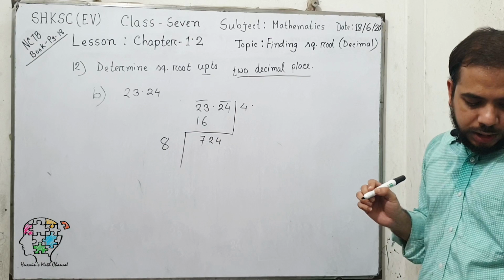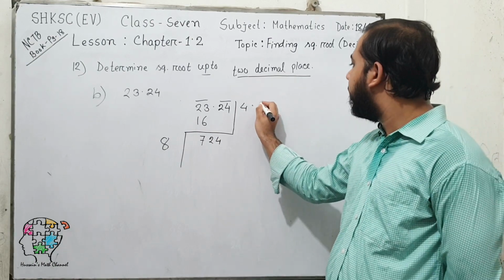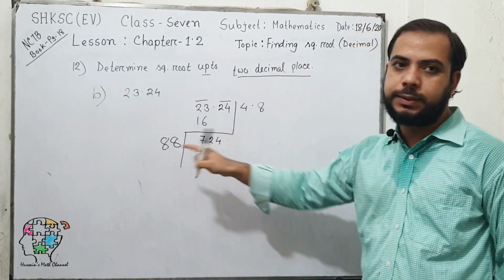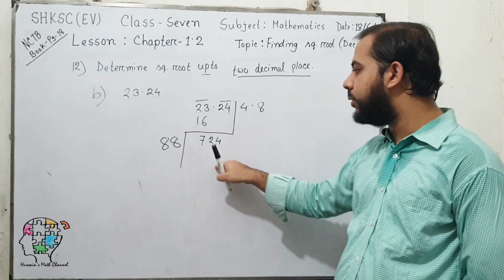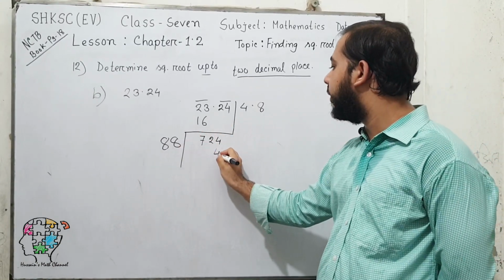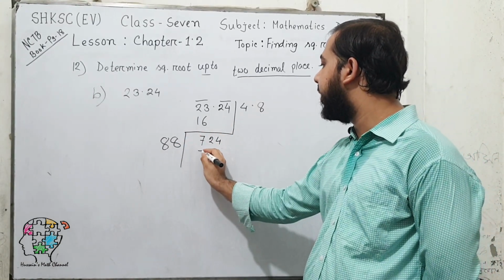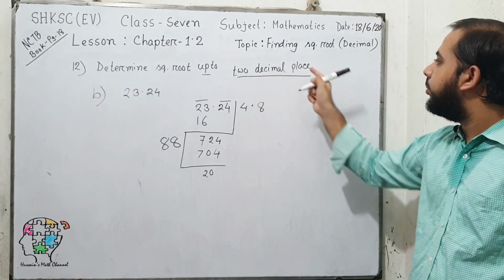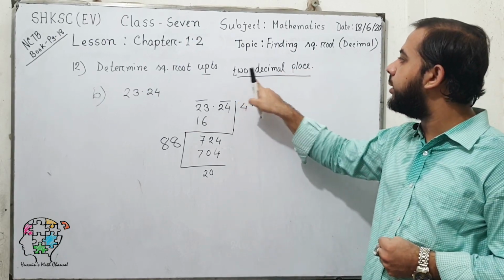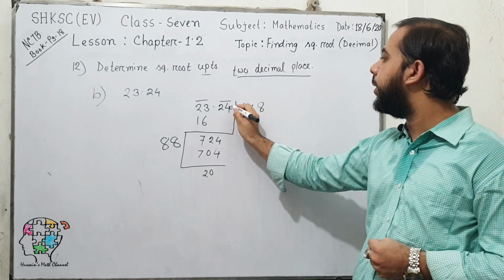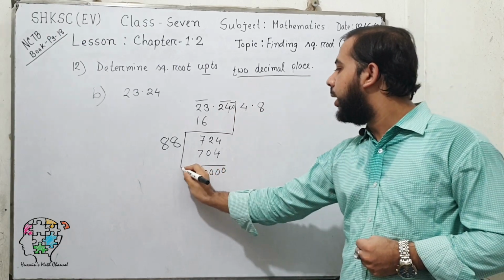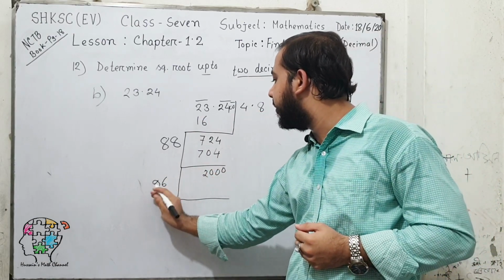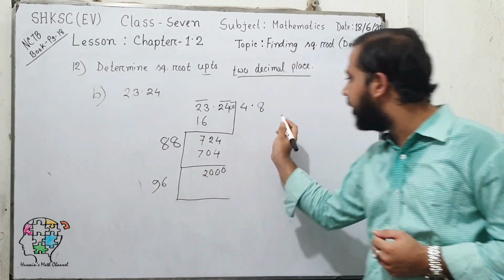Now see here, if we put 8 here and 8 here, it will be closest to this one, because 8 8s are 64, 640, closest to 640. So 8 times 8 is 64, in hand 6, 8 times 8 is 64 plus 6 will be 700. So 20 will be the remainder. Now in the question we are asked to find 2 decimal places, so we have to put another pair of 0 here and bring it down here. Now if we double this, it will be 96.